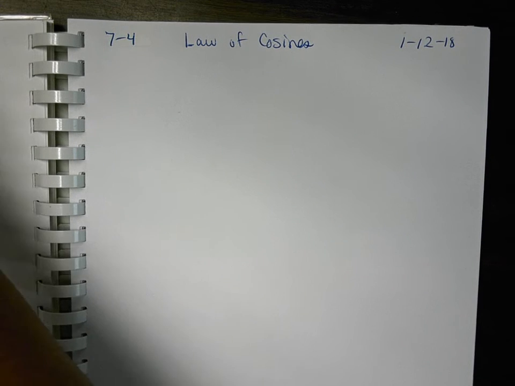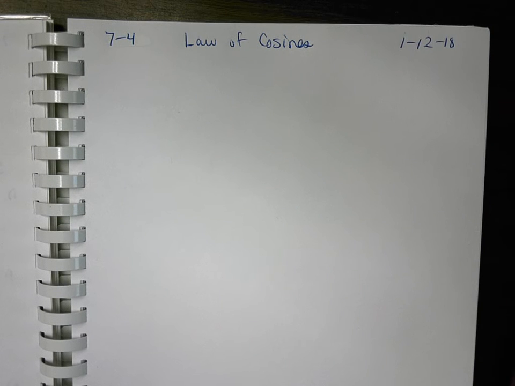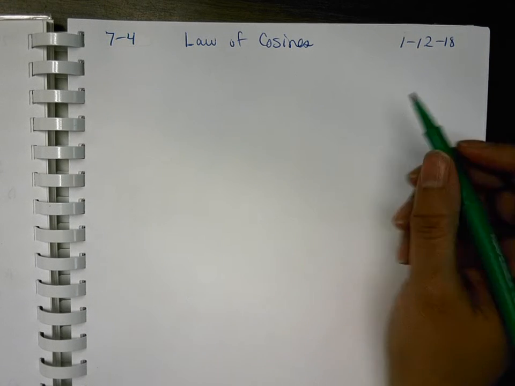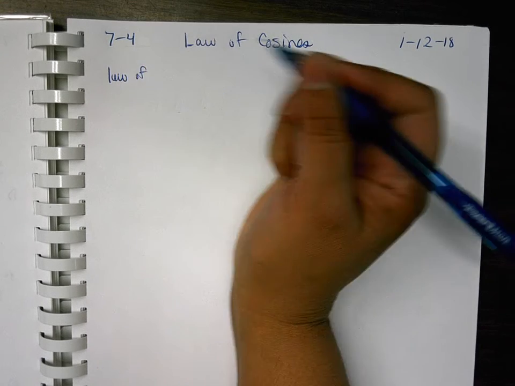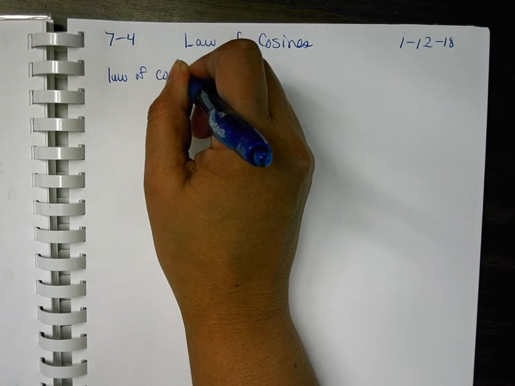Okay, just as there is a law of sines, we will now be dealing with the law of cosines. It does not look the same as the law of sines. It is very different as far as plugging things in. So you want to make sure that you are ready and paying attention. Okay, what are the formulas for the law of cosines?